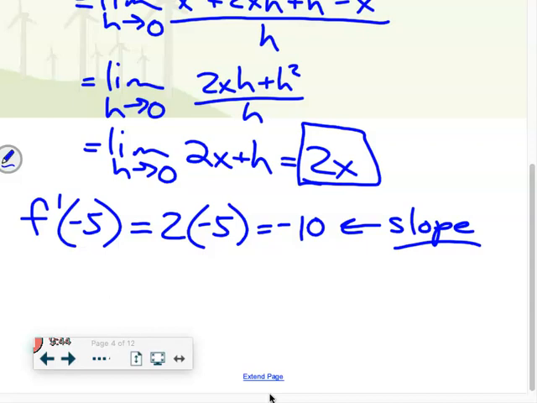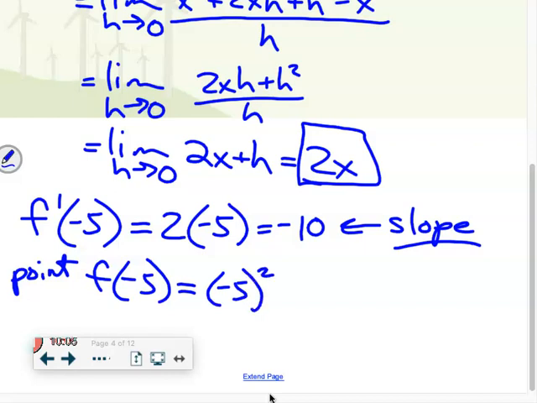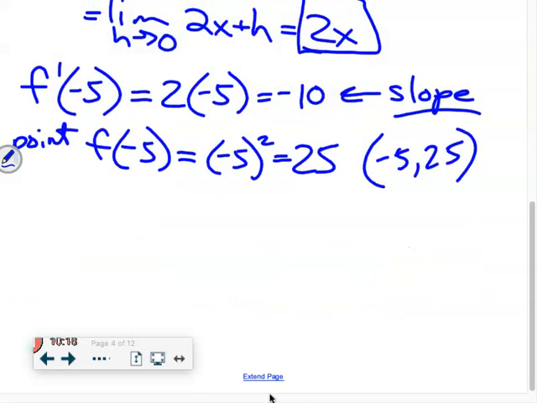Good. Whenever you need a point on a function, you have to use the original function, because the derivative isn't giving you a point, it's giving you a slope, right? So if I want the point, that's f of -5. That hasn't changed. You've been doing this for years. So if I want a point on the graph, I plug into the original function. So this is -5 squared because f of x equals x squared. So I've got 25 as my y value. So my point is -5, 25.